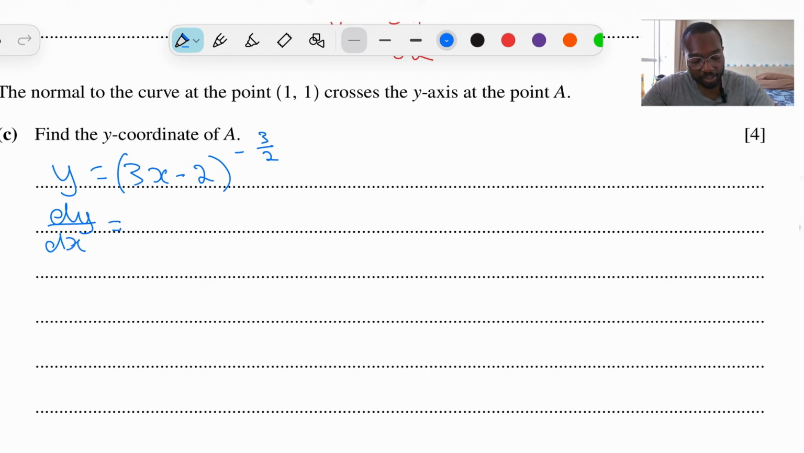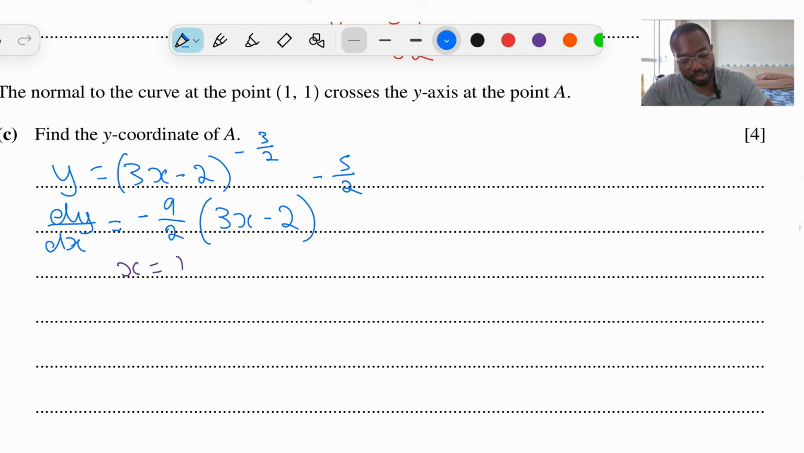If we differentiate this, a factor of 3 would come out, so it'd be 3 times the power of minus 3 over 2. So we get a minus 9 over 2, and then in brackets we would get 3x minus 2, and then minus 1 to the power, so we get to the power of minus 5 over 2. Now let's put in our value. We know x is equal to 1 because that's the value we want it at.